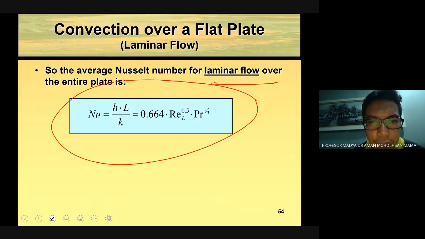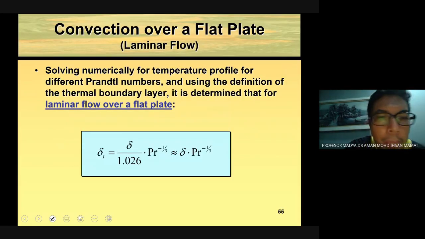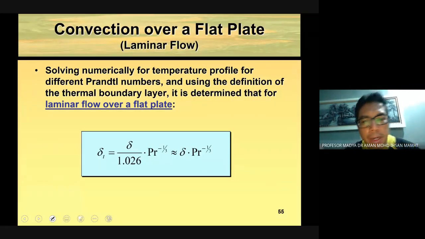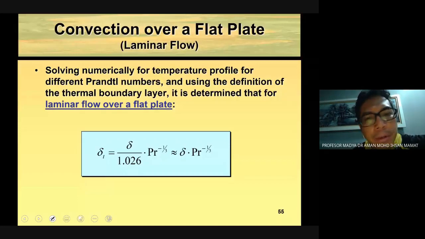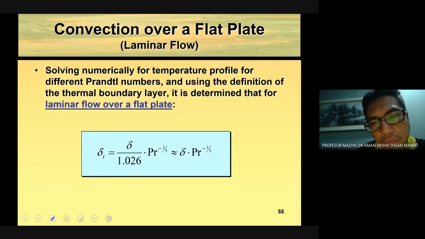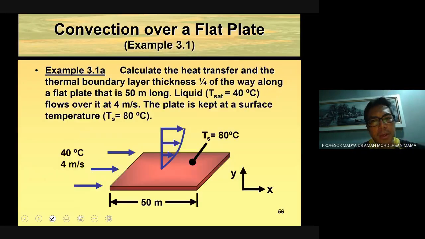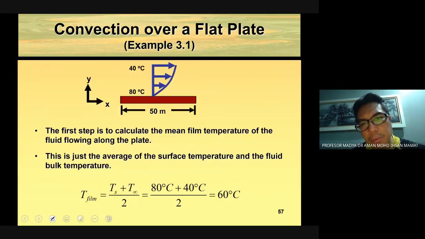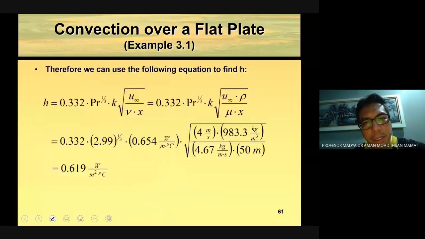Okay, and the correlation of the thermal boundary layer. Okay, so this is the thermal boundary layer that correlates with the velocity boundary layer. Okay, and this is an example. I skip this example. You can go through it yourself later.